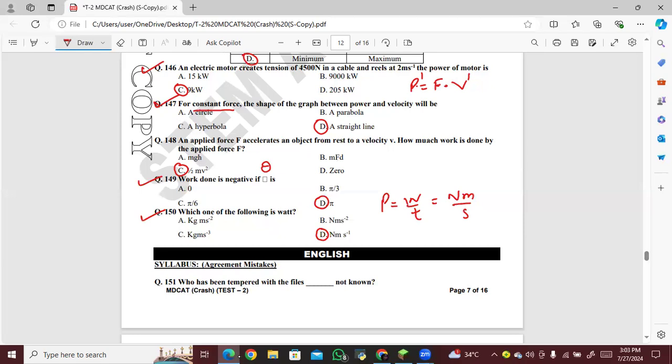So we discussed all the MCQs related to work done in this test.